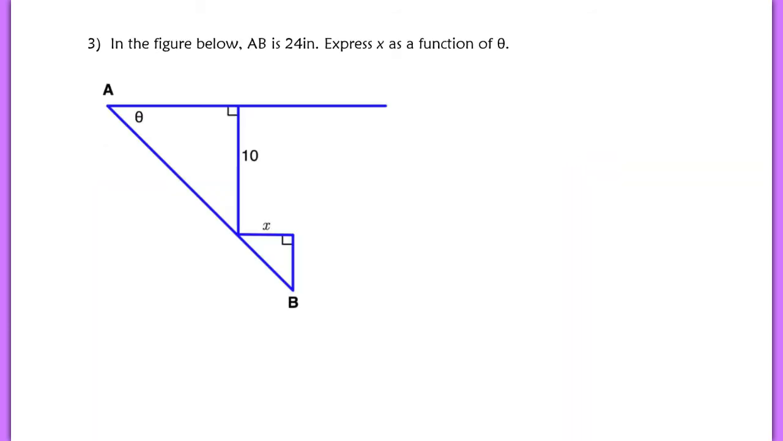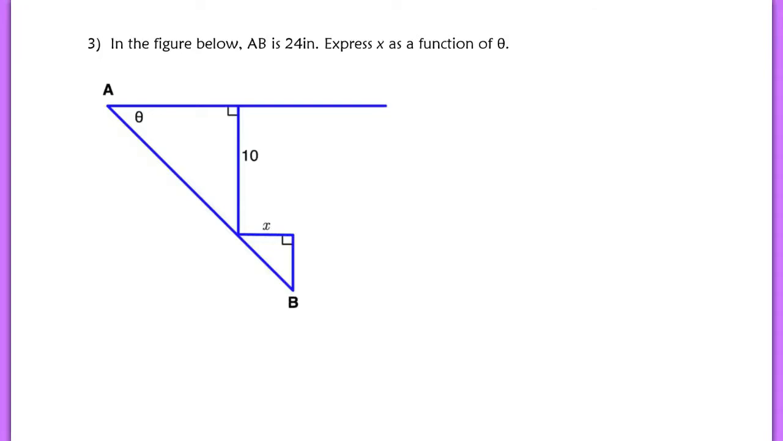Okay, last up we have problem 3, which says in the figure below, segment AB is 24 inches long. We're supposed to express x as a function of theta. Now if you feel comfortable, you're more than welcome to just pause the video and try this problem on your own. There's lots of different ways that you can problem solve through this problem. I'm just going to show you how I approach the problem and kind of what my thought process was.